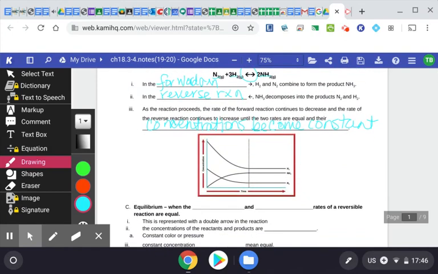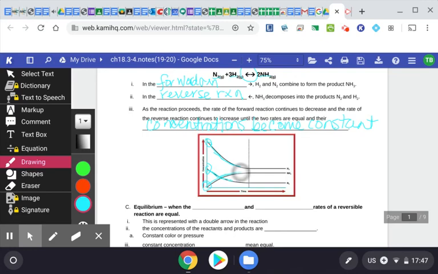So in the very beginning of the reaction, we start with no product. We have zero ammonia there. And we start with our reactants, nitrogen and hydrogen. Now, as time goes, you start to use up the nitrogen and hydrogen. They are reacting to produce ammonia. So ammonia's concentration is increasing. Nitrogen and hydrogen's concentration are decreasing.